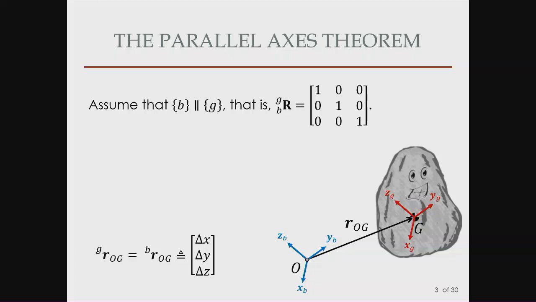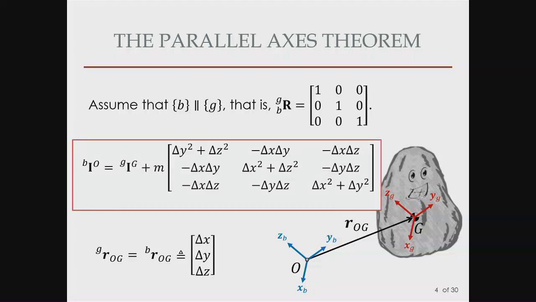But record these delta x, delta y, delta z, and this is the relationship between the inertia tensors about O and about G. Again, B and G as frames, they are co-oriented. This is the underlying assumption here. They are co-oriented, and so when you are working with a given rigid body, let's say you have this frame.